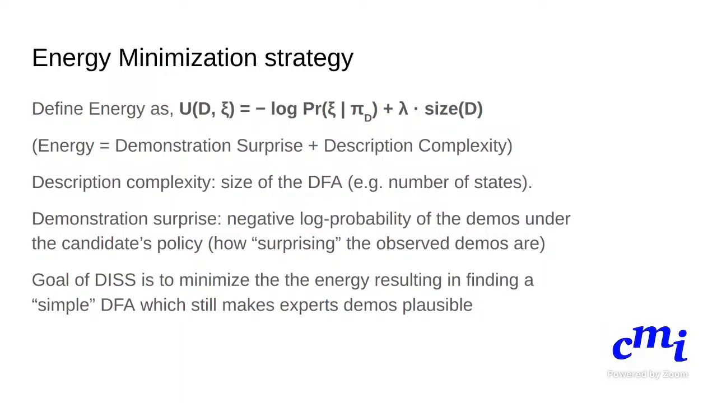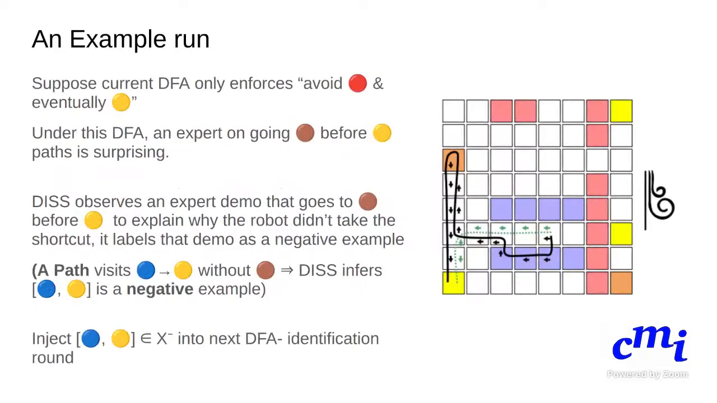So we'll look at an example of how the DISC works, and then we'll see how the LLM is being used here. Let's say the current DFA in the DISC algorithm loop only enforces that we avoid the red tile, or avoid lava, and eventually reach the yellow tile. Under this DFA, an expert goes from the brown tile to the blue tile, and then goes to the brown tile.